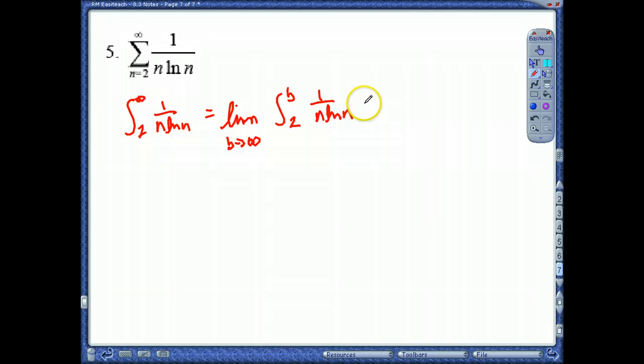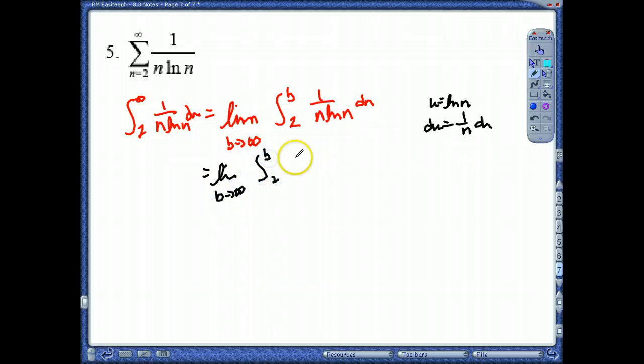Now whenever I see natural log, I was going to change that to x's, but I didn't, so I'm just going to leave it as n's. It doesn't matter, just make sure you have your dn there somewhere. All right, so when I'm looking at that, I know I have to do some kind of u substitution because I can't integrate natural logs. So u is going to be that natural log of n, which means du has to be 1 over n, and I have everything. So that's going to switch, still 2 to b, but that's going to be 1 over u du, or du over u, either way.